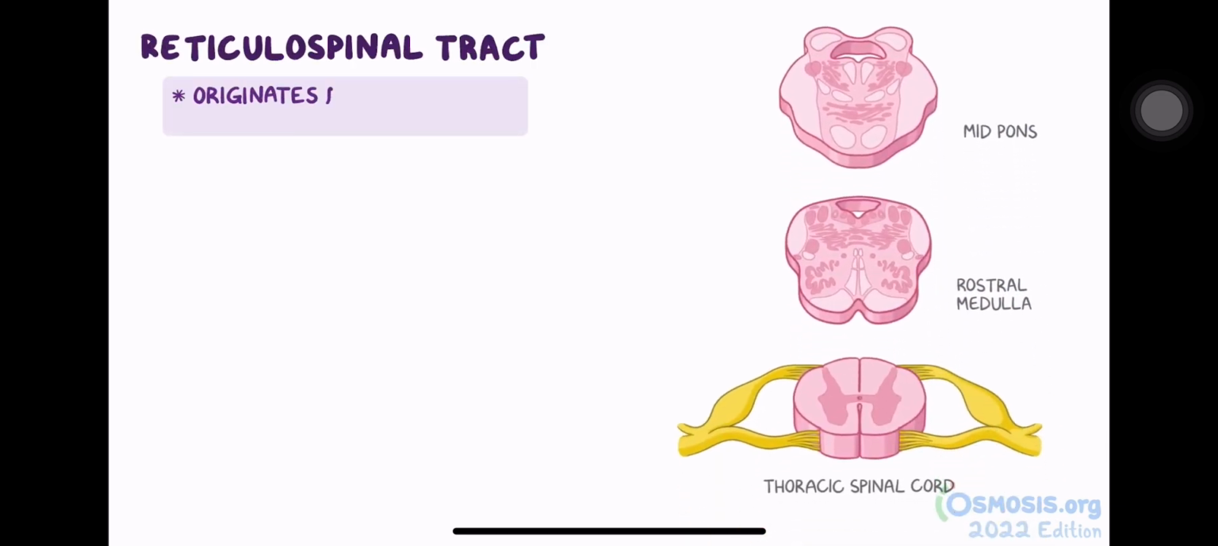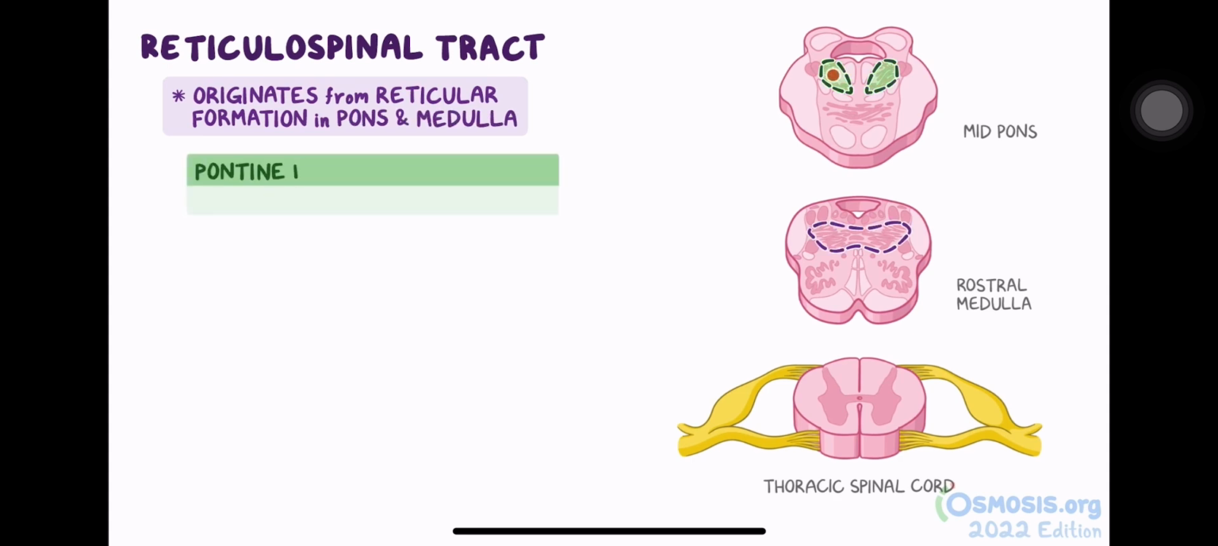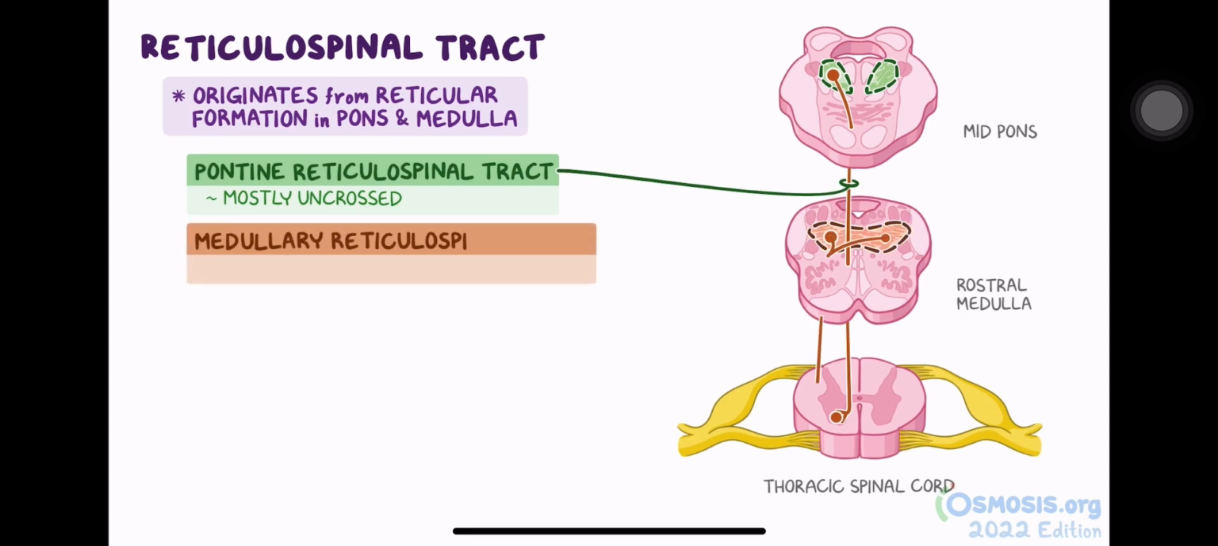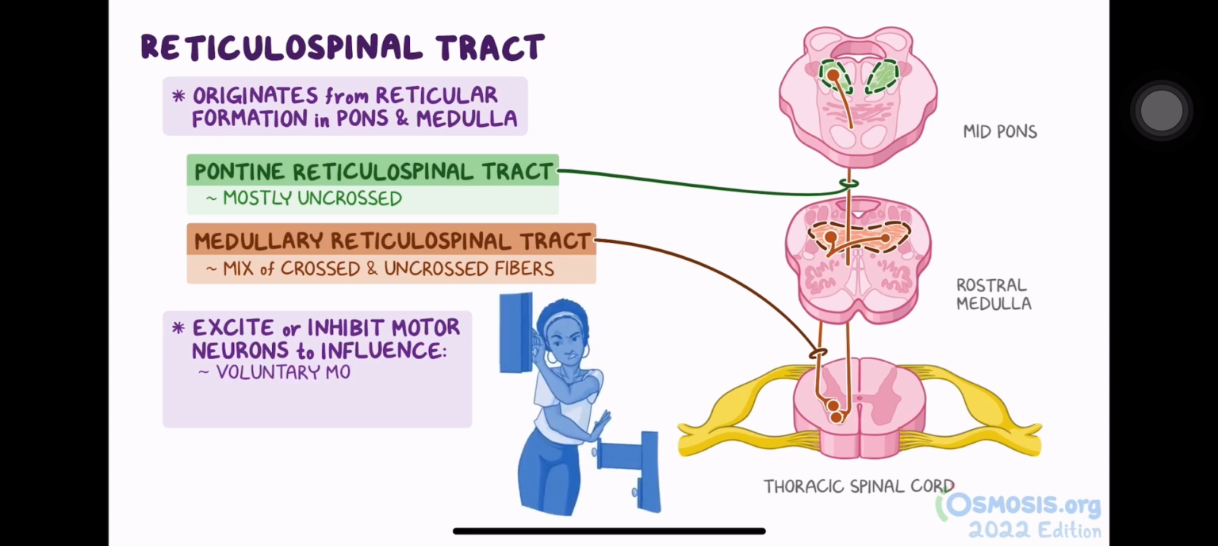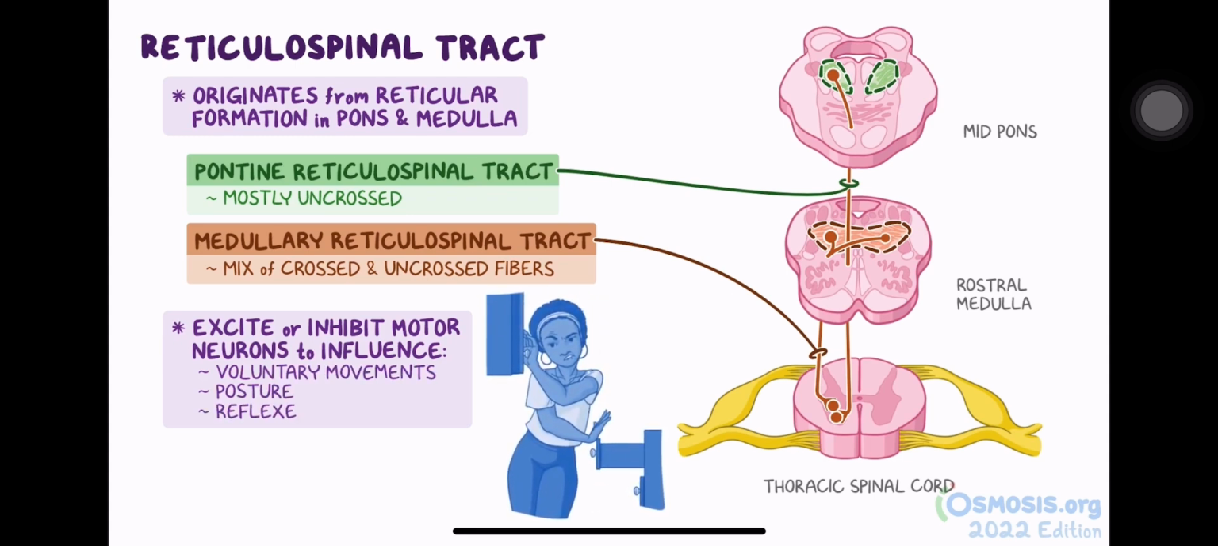Now let's talk about the reticulospinal tract, which originates from the reticular formation located in the pons and the medulla. Fibers that originate from the pons form the pontine reticulospinal tract, which descends to the spinal cord mostly uncrossed. Fibers originating in the medulla form the medullary reticulospinal tract, which terminates in the spinal cord with a mix of crossed and uncrossed fibers. The fibers of the reticulospinal tract can either excite or inhibit motor neurons to influence voluntary movements, posture, and reflexes.